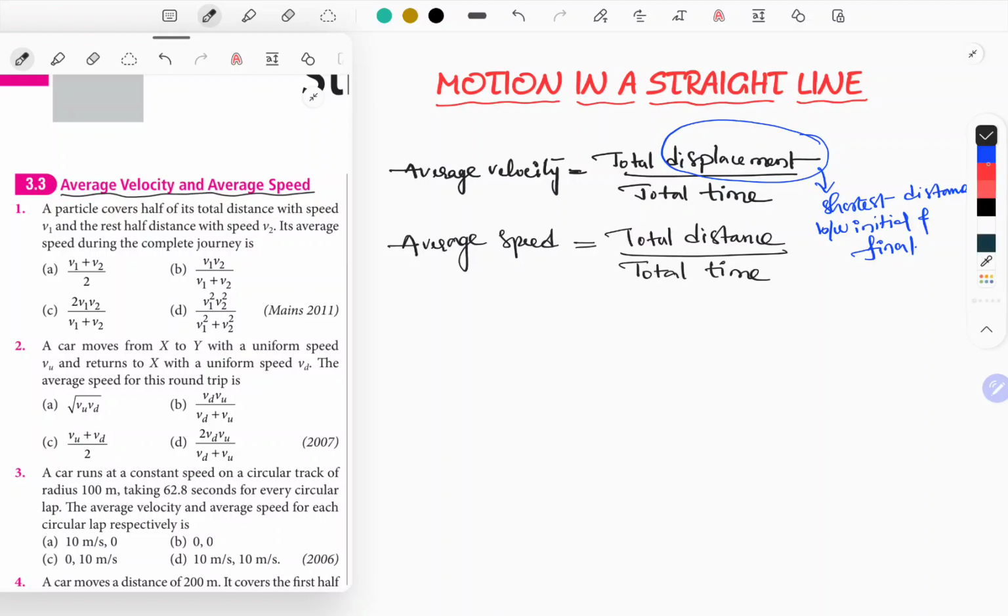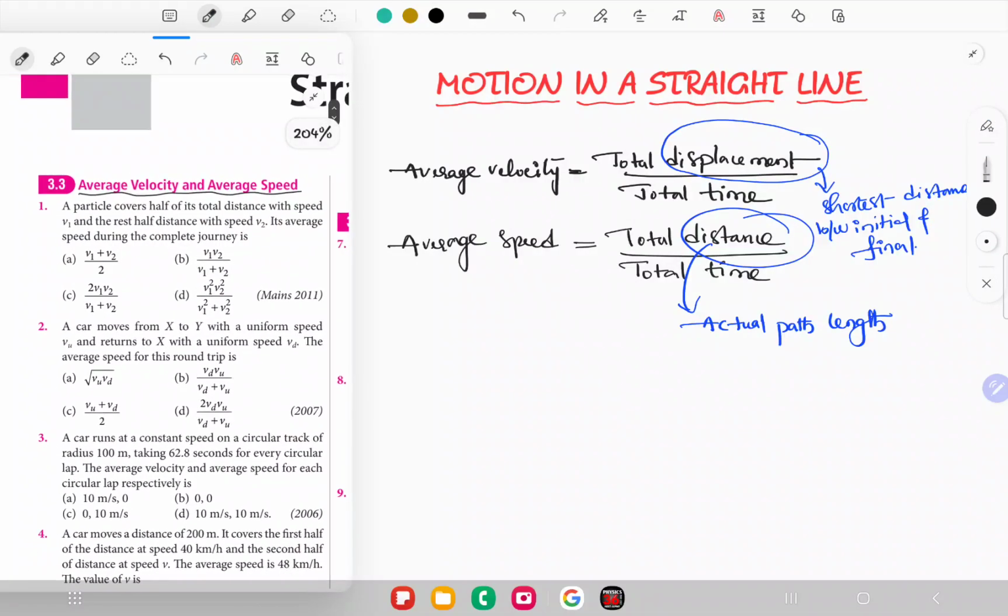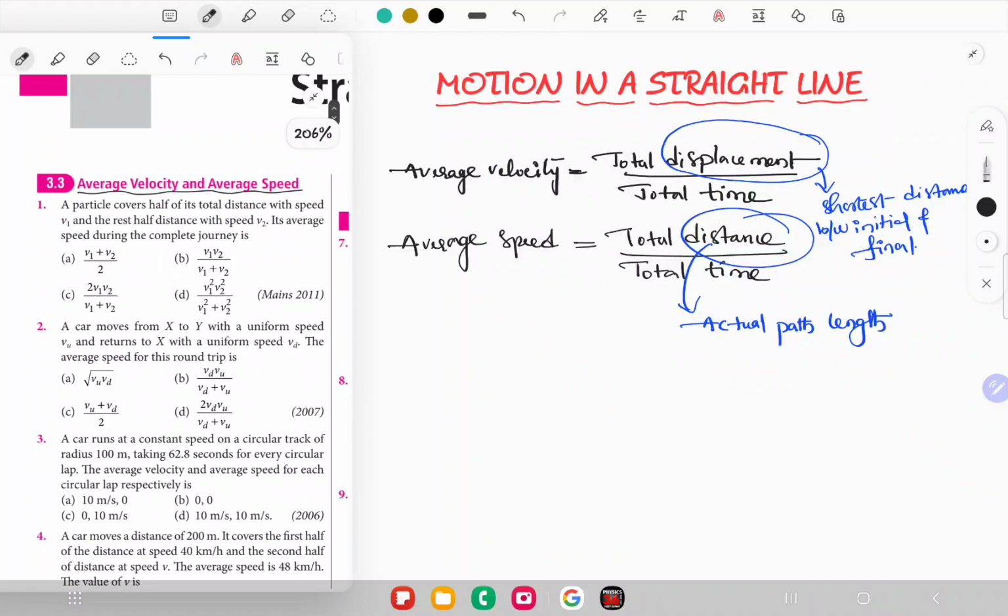What is the meaning of distance? Distance is actual path length. So based on these small definitions itself, we can solve all the numericals which came in previous years based on the concept of average velocity and average speed.